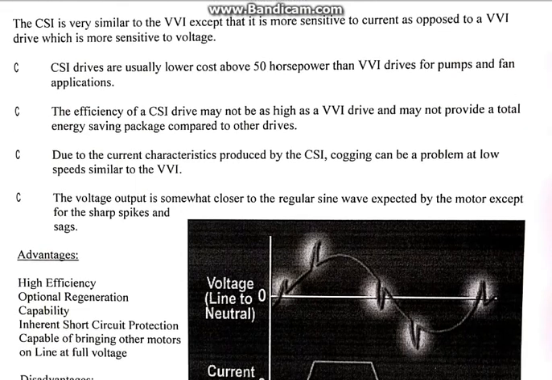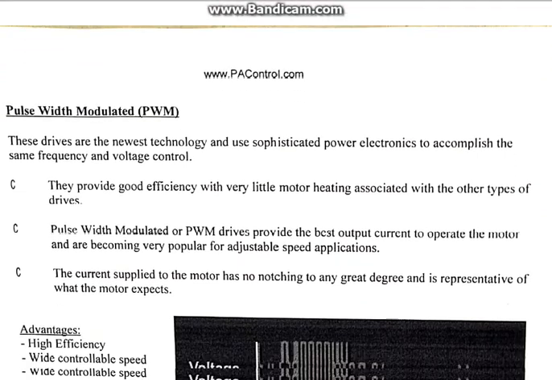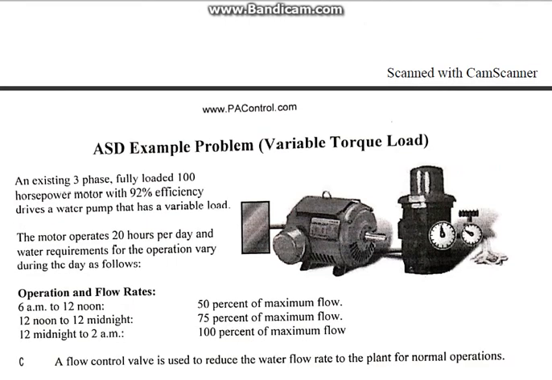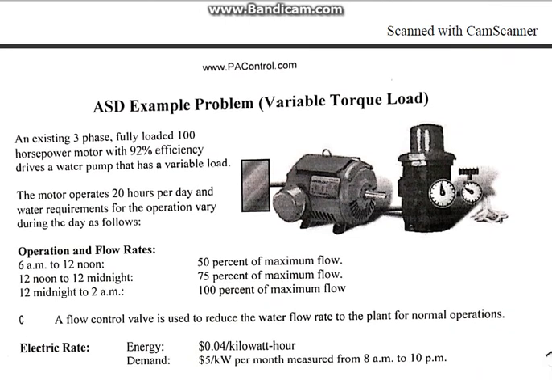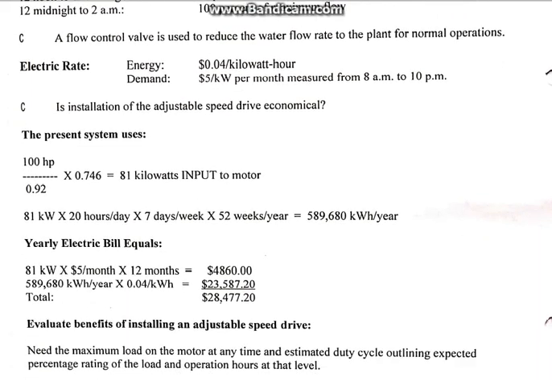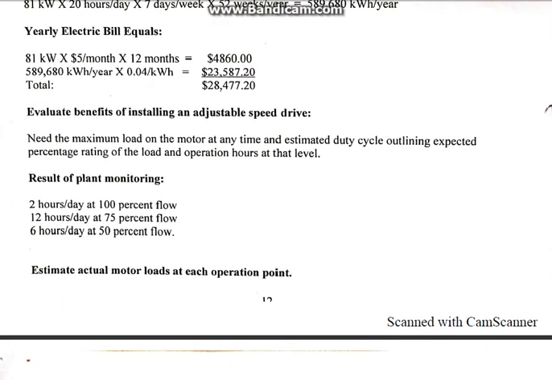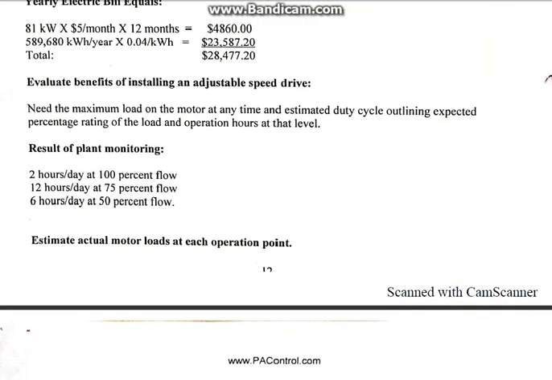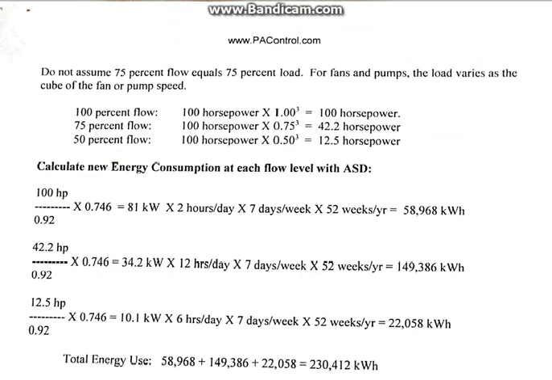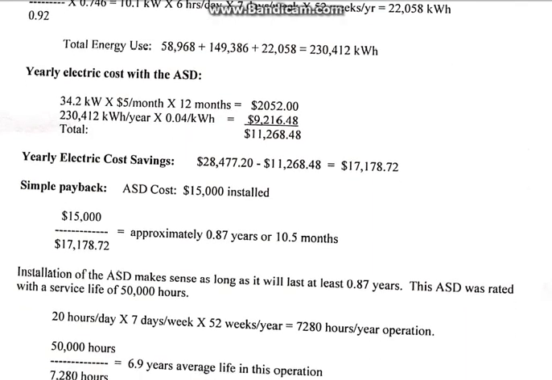Current source inverter with waveforms, then pulse width modulation with waveforms, is given over here. And one example is given over here, a variable torque load type of ASD, with their calculations, bill calculation, then plant monitoring, then energy consumption calculation. The detail is explained over here.